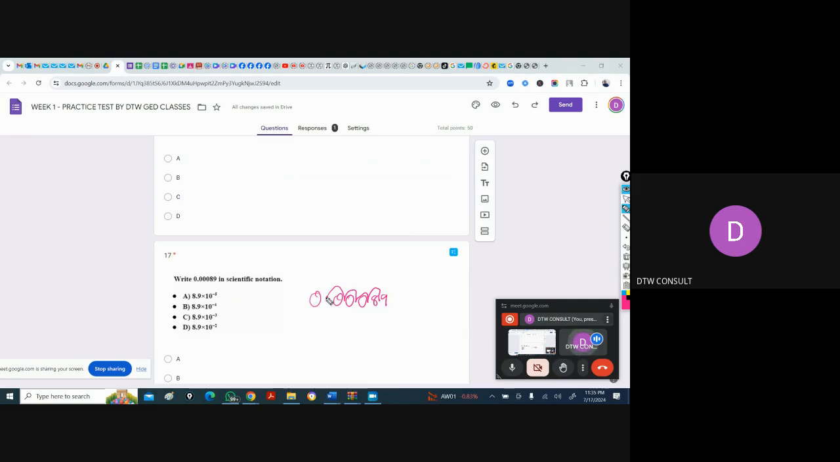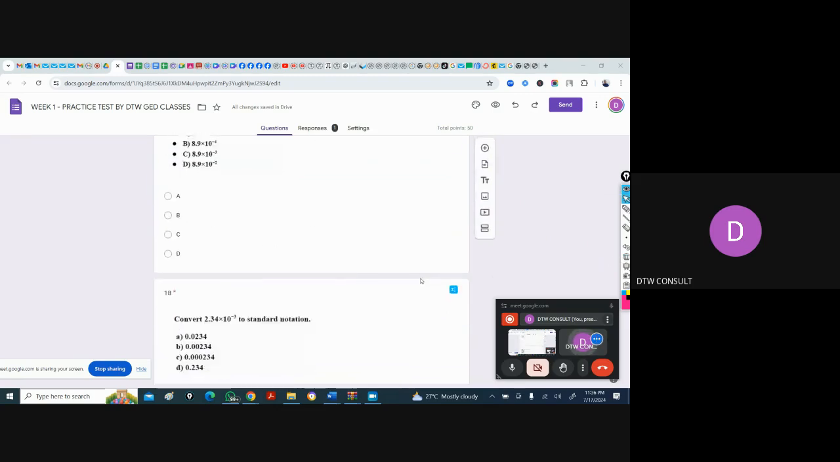Because this is a decimal number and you move to your right, the power of 10 will be negative. So this will be 8.9 times 10 raised to the power negative 4. Do you see that? Okay. Good. Now you're going to do the next one.